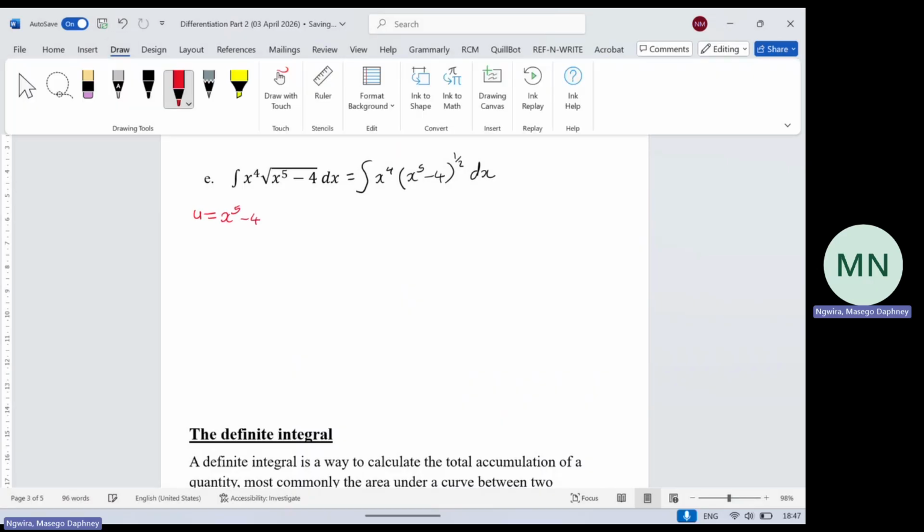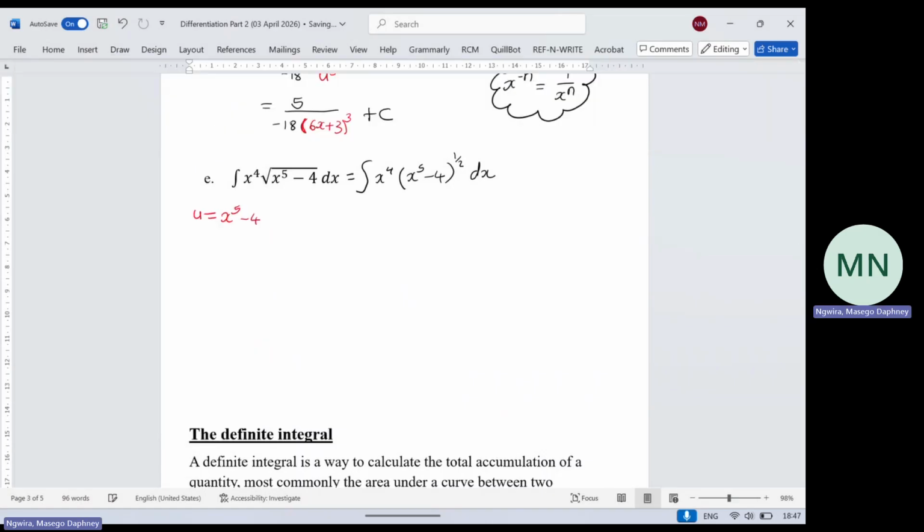And then now we do the du over dx. I've done that, so I'm not going to repeat what I did before. So du over dx is equal to 5x to the power of 4, because remember it's 5 minus 1. Don't forget, x to the power of n gives n times x to the power of n minus 1. Please remember that.